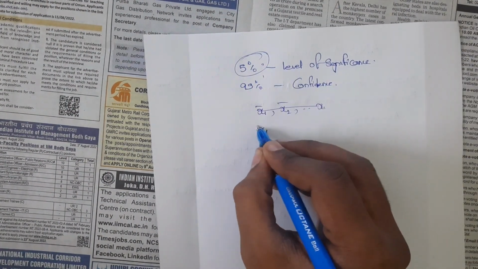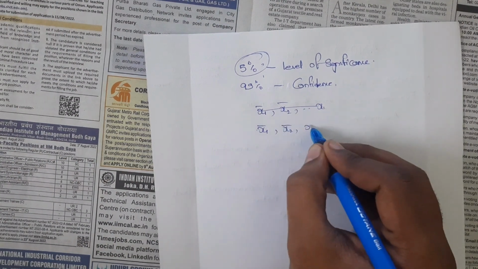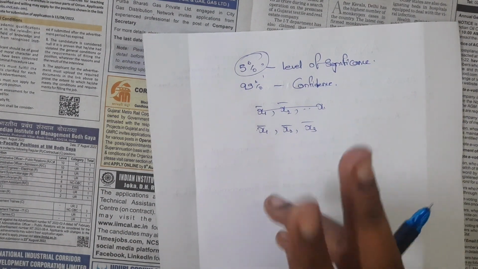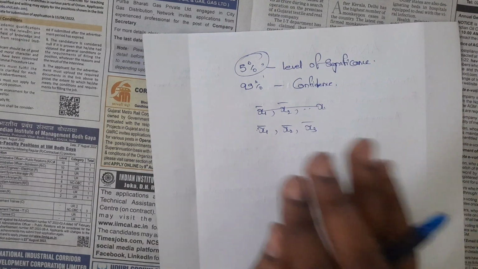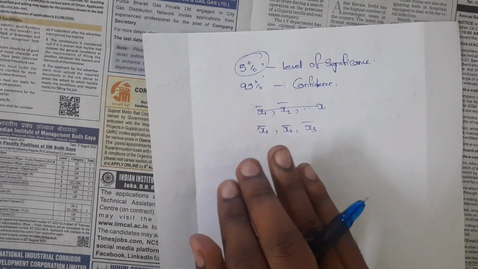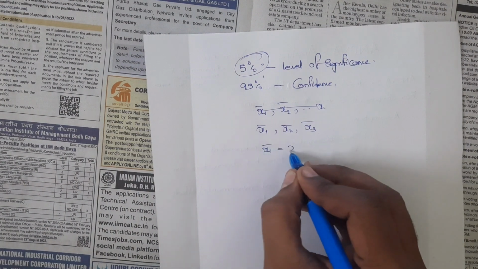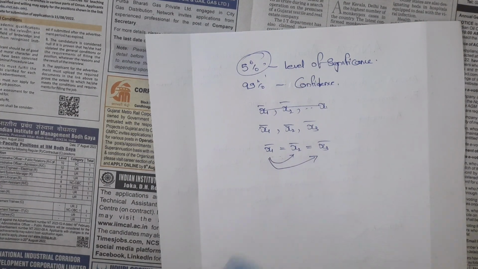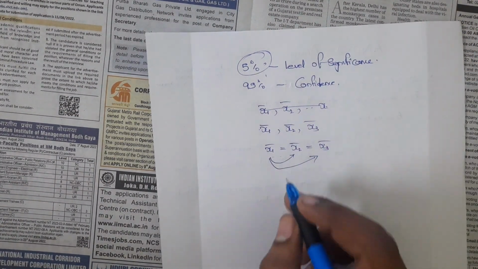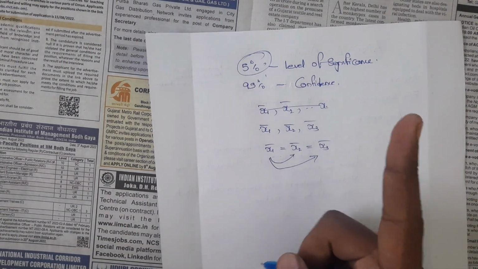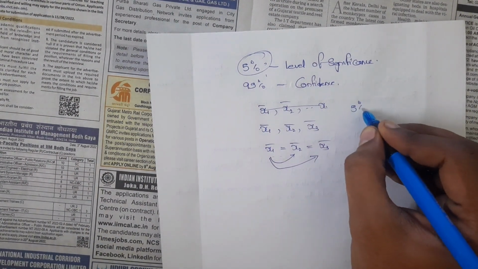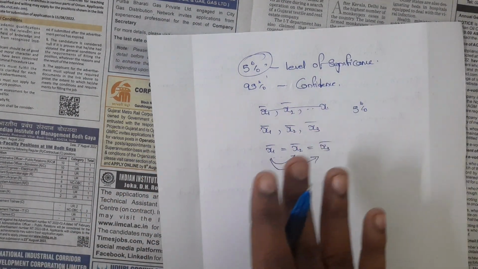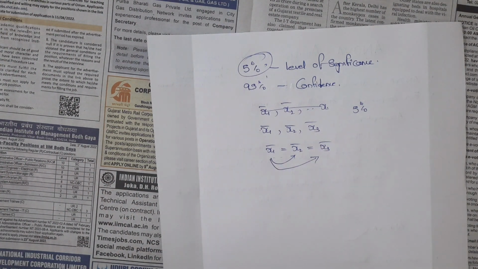Let us consider x1 bar, x2 bar, x3 bar. Here we have three means. With two means, we can go through the Z-test or T-test. Here we want to test the equality, that x1 bar equals x2 bar equals x3 bar. For this we could use the Z-test or T-test. For each test there will be one type 1 error, which is 5%. For the next test, the type 1 error will increase. As the number of tests increases, the probability of type 1 error, or the level of significance, also increases.